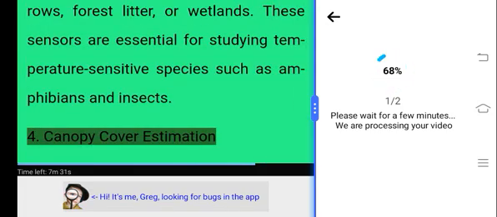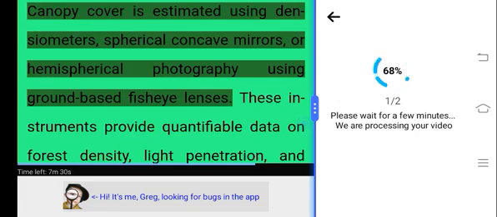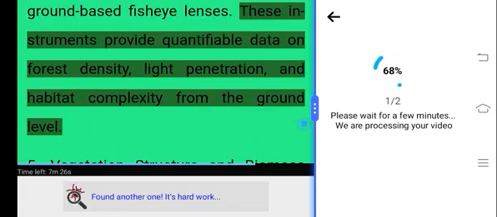4. Canopy cover estimation. Canopy cover is estimated using densiometers, spherical concave mirrors, or hemispherical photography using ground-based fisheye lenses. These instruments provide quantifiable data on forest density, light penetration, and habitat complexity from the ground level.